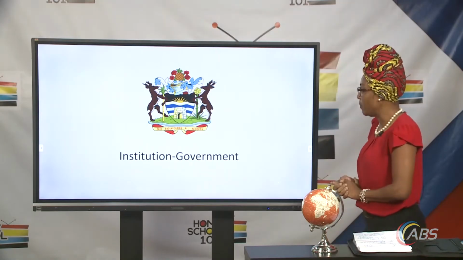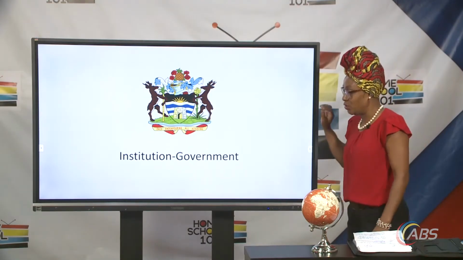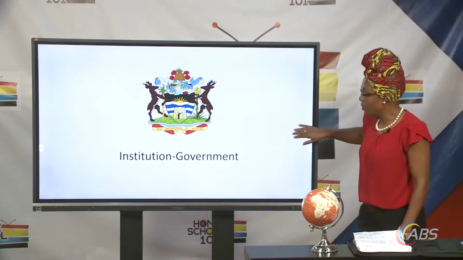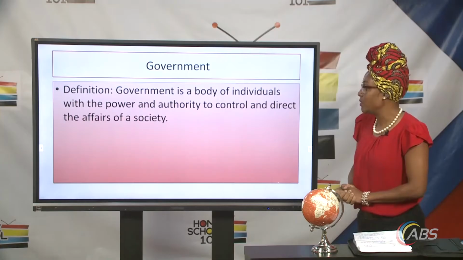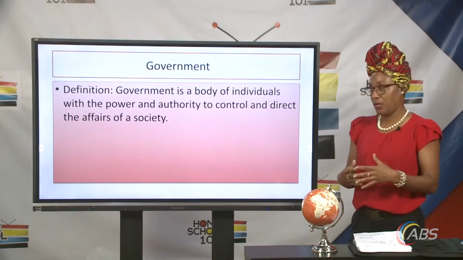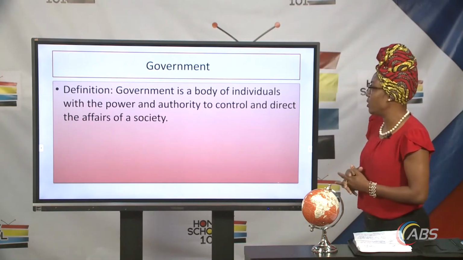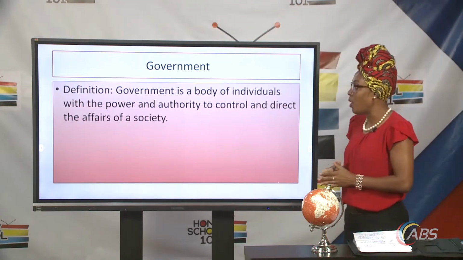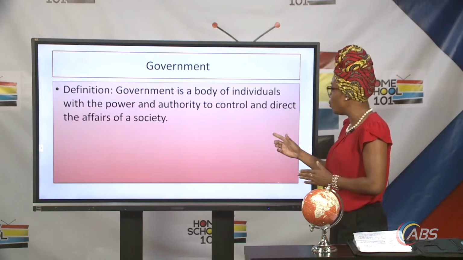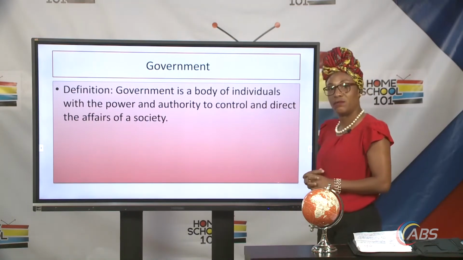Okay, let us begin. As I said earlier, our topic will be on government, institution of government. We're going to begin today with the definition of government. And of course, I know that most of you would have your little notes ready. The standard definition we're going to be using today is: government is a body of individuals with the power and authority to control and direct the affairs of a society.